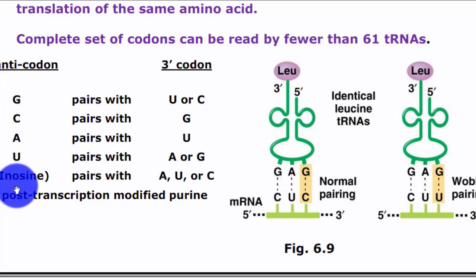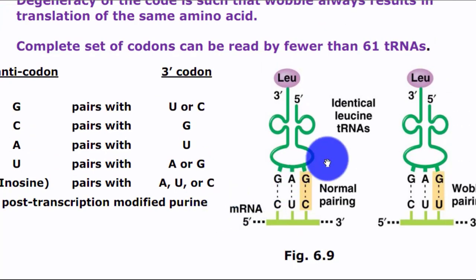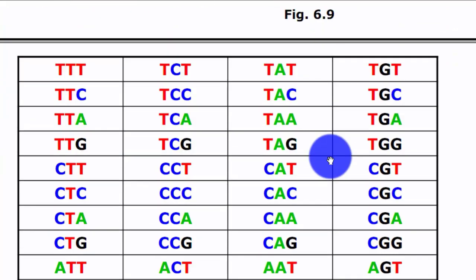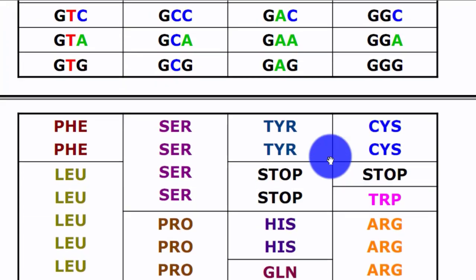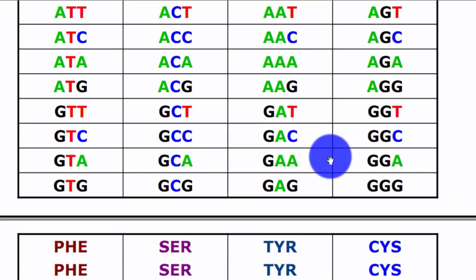Anticodon G pairs with U or C, C pairs with G, A pairs with U, U pairs with A or G, I (inosine) pairs with A, U, or C. This is identical transfer using transfer RNA. This is the codon and the amino acid coded for.